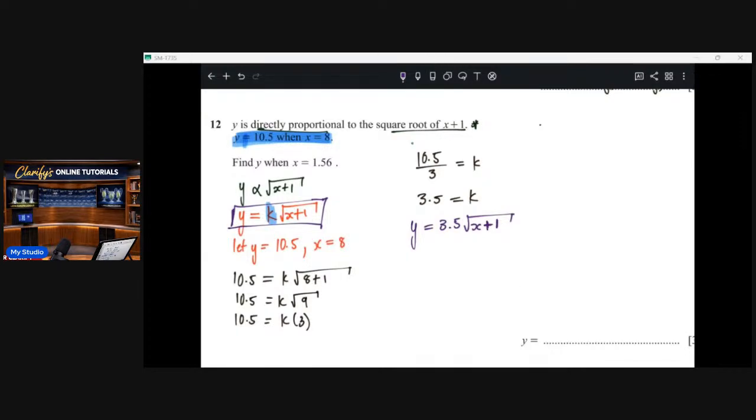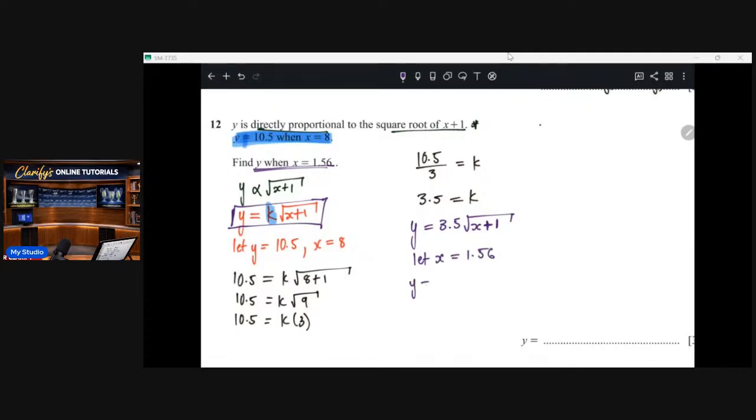Students, are you seeing? All right. So now, what do you then do? You now go to the last statement. They said find y when x is 1.56. So you just say let x be 1.56. They have told us a new value for x.